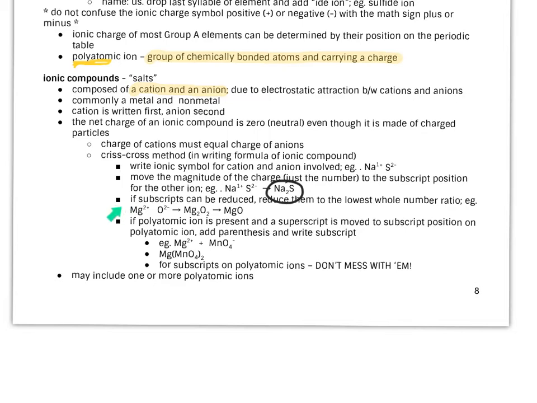Well, you're going to go right here, and it says if the subscripts can be reduced, reduce them to the lowest whole number ratio. So if you had Mg2+ and O2-, and you do the chemical square dance, bring those down, bring your partner round and round, you get Mg2O2, and that's very redundant, so we just say MgO.